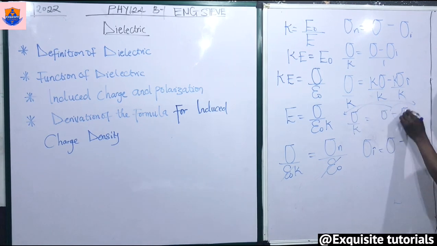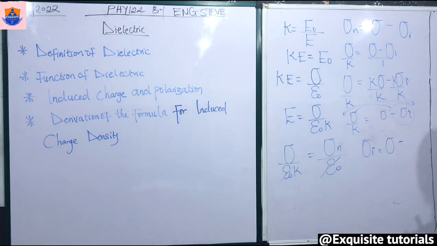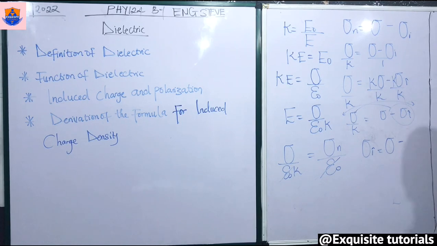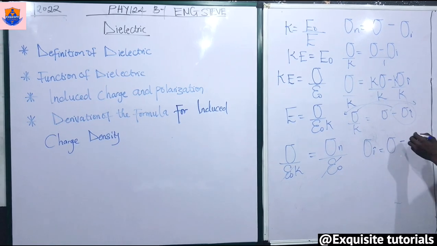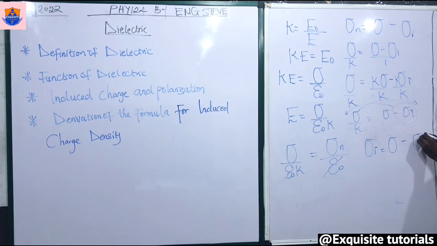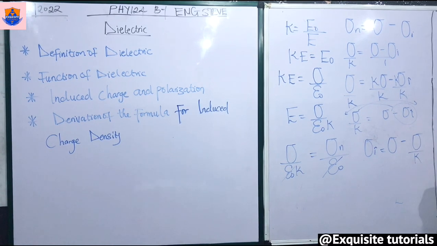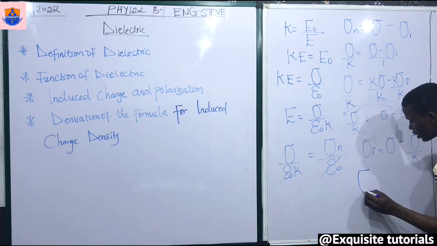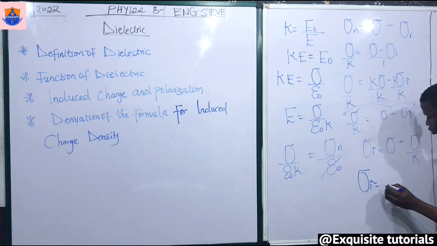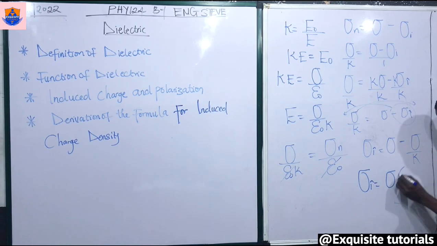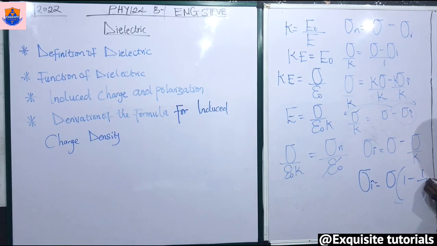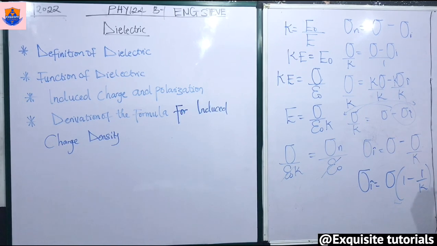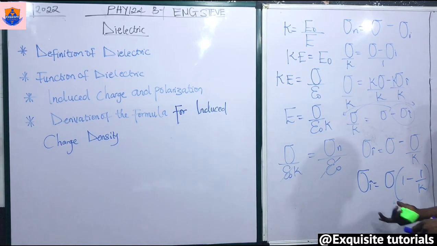I think this is secondary school work, so it's very easy for you, and you might have understood it by now. So if we take this guy to the other part of the equation, it will now be minus sigma all over K. So this sigma I, I can factorize, so I'll be having that our sigma I is equal to sigma bracket 1 minus 1 over K as the formula for our induced charge density.